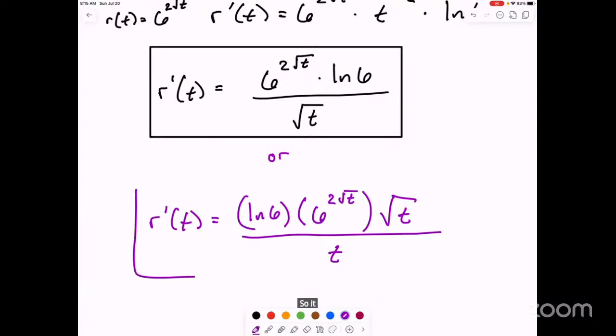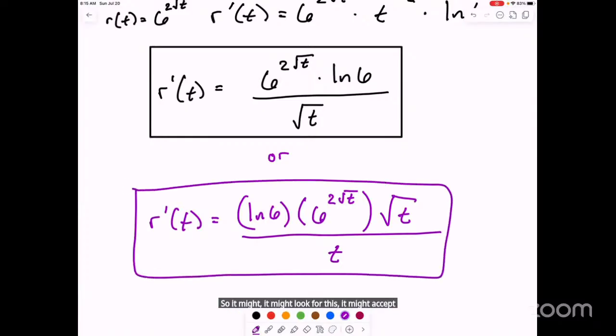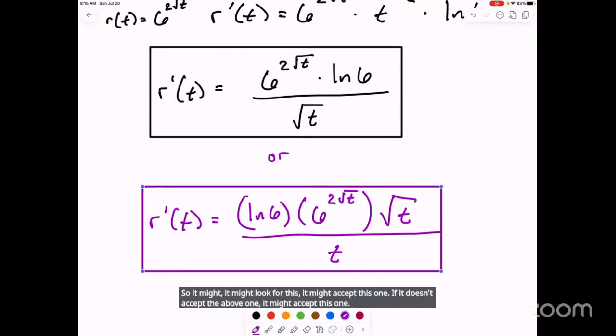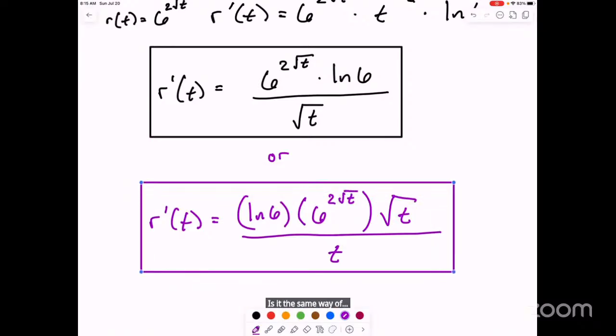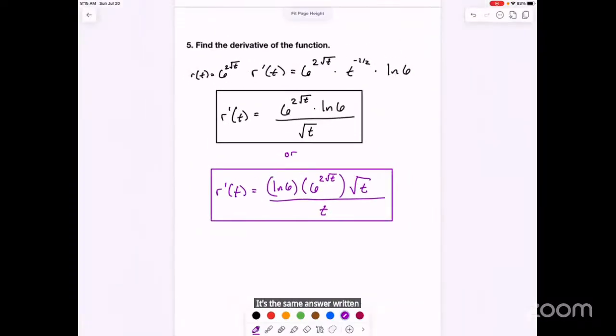So it might look for this. It might accept this one. If it doesn't accept the above one, it might accept this. These are the same. It's the same answer written two different ways.